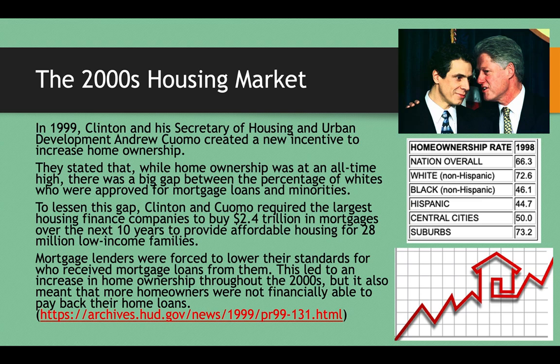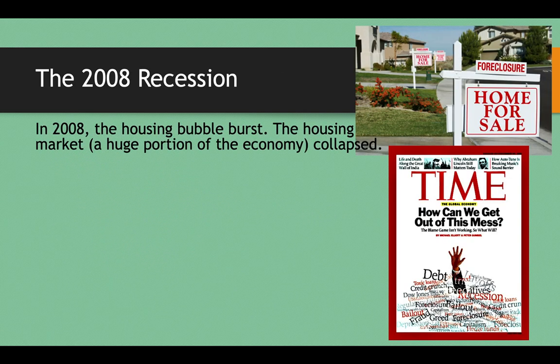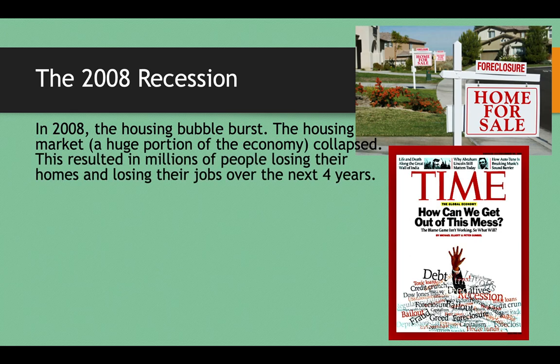So this did lead to an increase in homeownership, but it also meant that more homeowners were not financially able to pay back their home loans. All of this eventually led to the housing market collapsing in 2008. The housing bubble, as it was called, burst, and the housing market, which was a huge portion of the economy, collapsed. This resulted in millions of people losing their homes. Foreclosures went through the roof. Millions of people lost their jobs.